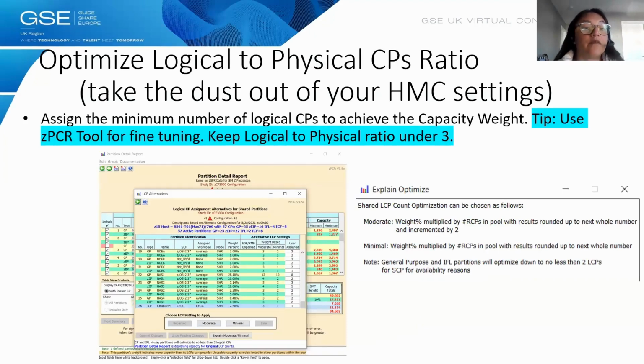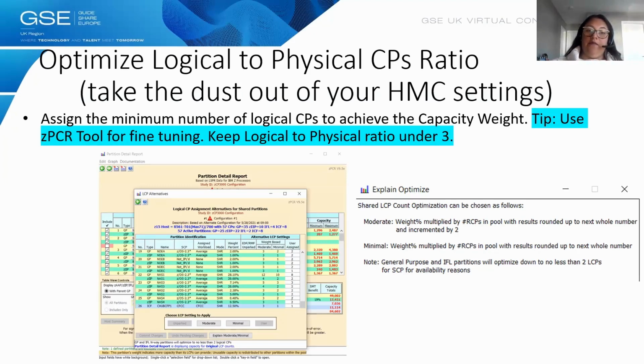Okay, so the other key tip that I'm going to mention is to optimize the logical to physical CP ratio. What that means: imagine that you have, I don't know, 10 real or physical processors activated in your mainframe, and you have, I don't know, 20 LPARs. So this relationship between the logical CPs that are assigned to all LPARs and the physical CPs is the ratio. The tip is to keep the logical to physical ratio under 3, right?